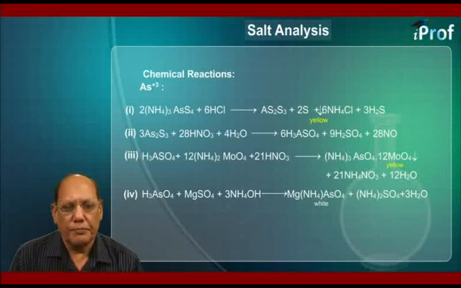The fourth equation is H3AsO4 + MgSO4 + 3NH4OH. We get MgNH4AsO4. That forms the white precipitate as shown in the chart above, plus (NH4)2SO4 plus 3H2O.